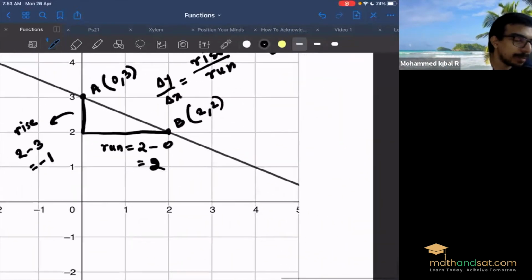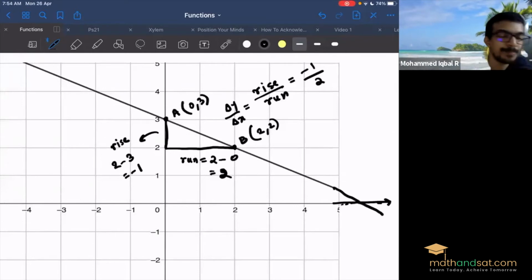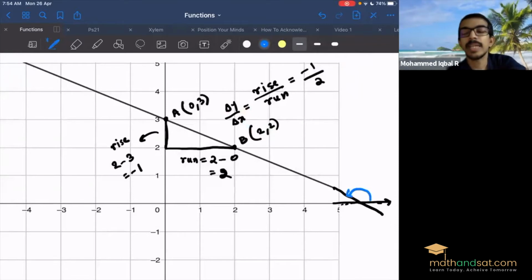Of course, part of the graph is missing here. So if I just extend the straight line, look at the angle made by the line with the positive direction of x-axis. Is that an acute angle? No, it's an obtuse angle, right? So if it's obtuse, the slope will be negative.